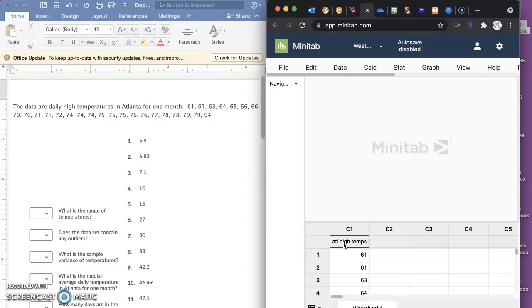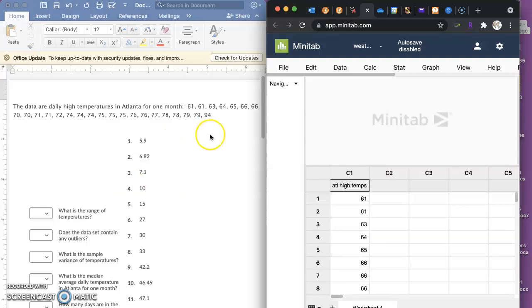Okay, so I would always double check if I were you. These happen to be in order, but if they're not, it's really not necessary to order them because Minitab will calculate everything without it being ordered. If you were doing it by hand, you would have to order them. So that's one good thing about using Minitab. Okay, so I have all these in, and this is my example.